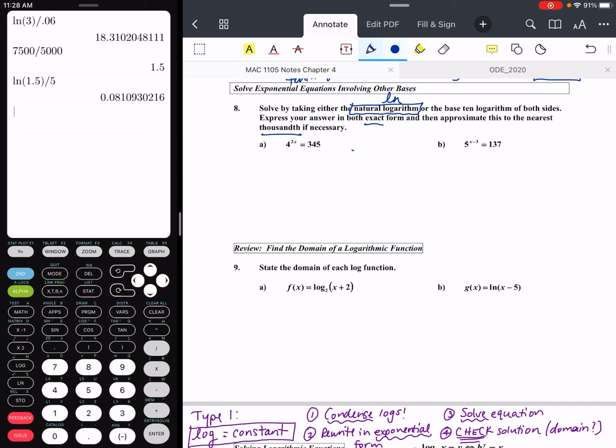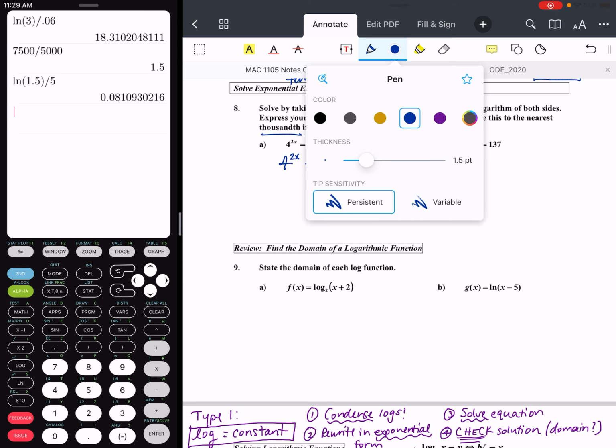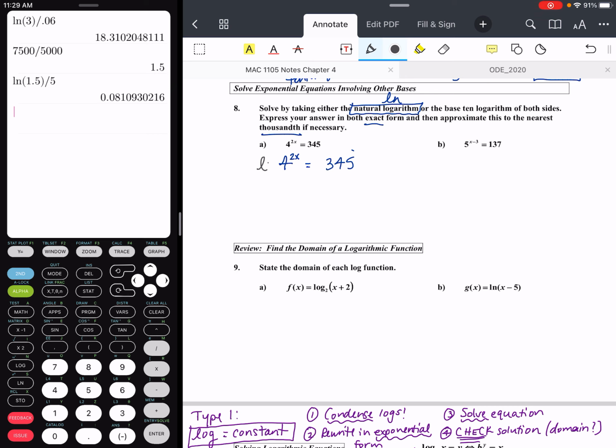I can't isolate that exponential term on the left-hand side, so I'll go ahead and take the natural log. So just writing this a little bit bigger, 4 to the power 2x equals 345. I'm going to take the natural log of both sides. And remember, this allows us to apply the power rule. So this gives me 2x times the natural log of 4 equals the natural log of 345.